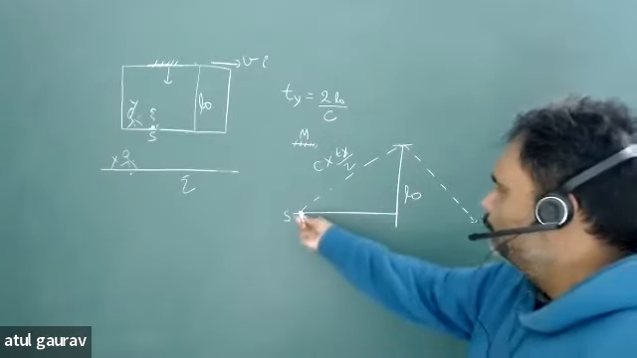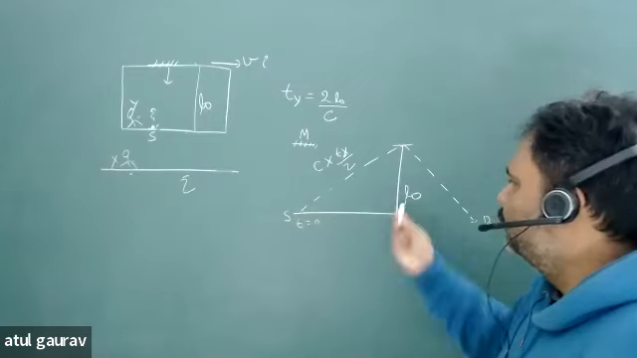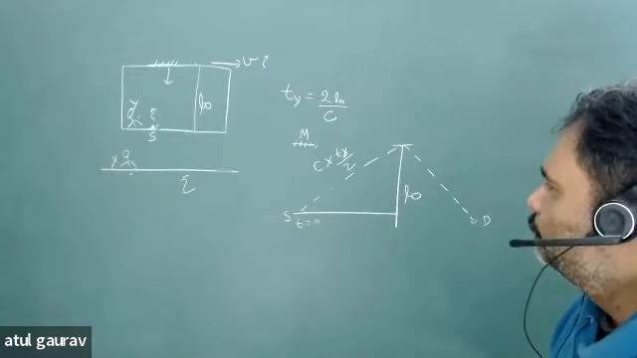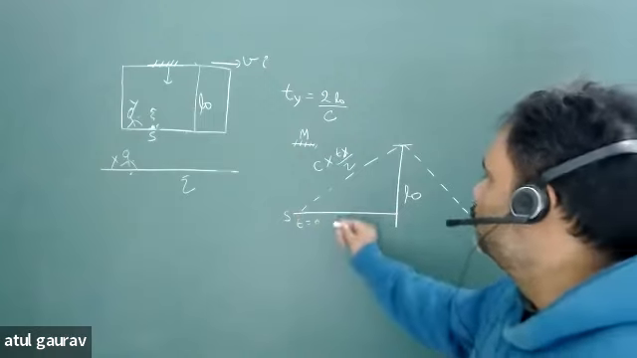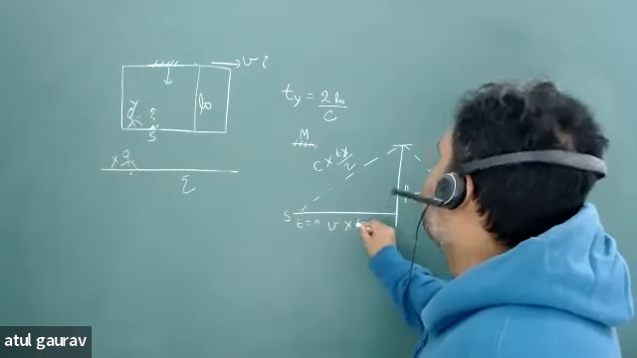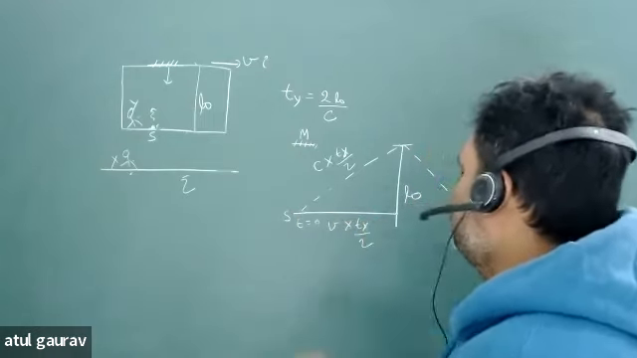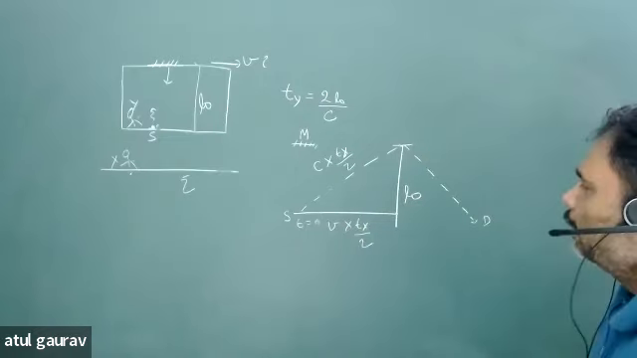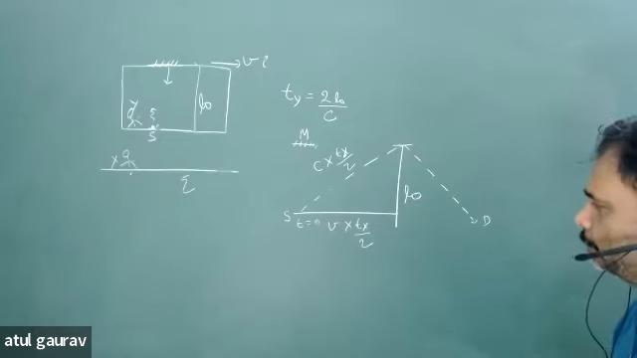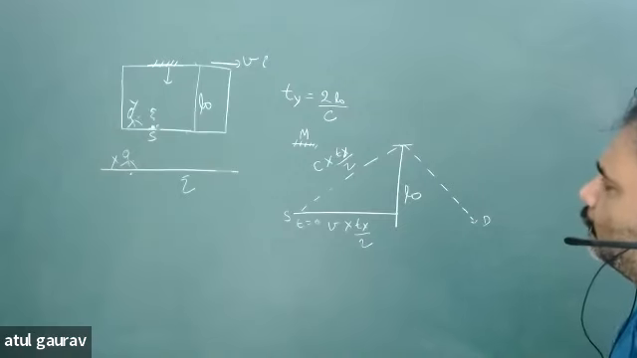What is this distance? यहां से यहां तक का डिस्टेंस क्या है? VTX. Very good. V into tx by 2, है ना? Yes, sir. Okay. Now you can easily use Pythagoras theorem. Pythagoras theorem use कर सकते हो क्या?